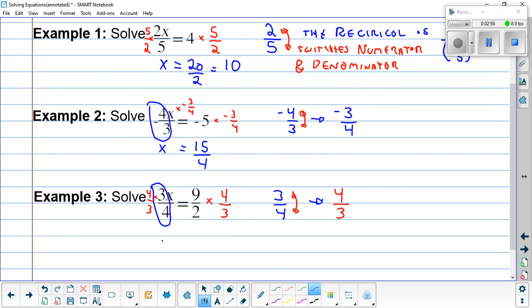This beginning mess is just going to be x as always, and then we have 9 times 4 is 36, divided by 2 times 3 is 6, so x equals 6.